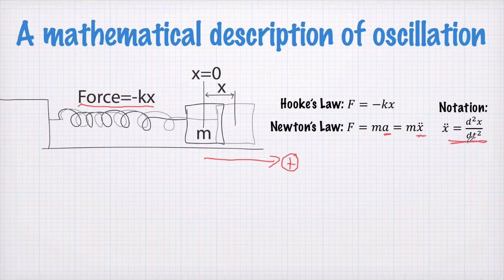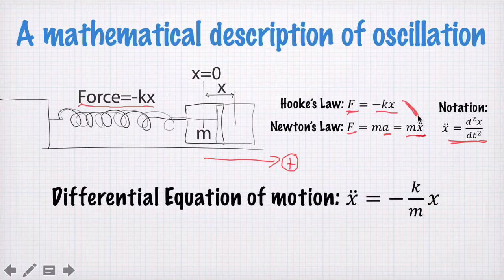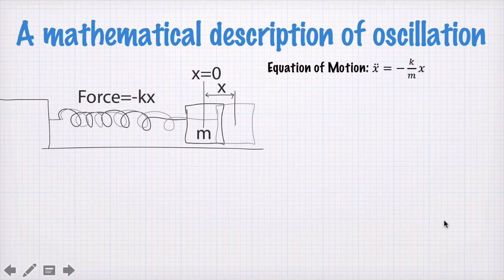So hidden in these two equations, Hooke's law and Newton's law, is a differential equation of motion. We see this because these two forces must be equal, which means that negative k times x must be equal to mass times x double dot. If we just put these two things equal to each other, then we find that x double dot must be equal to negative k on m times x, and this is a differential equation of motion that we wish to solve. So here's our equation of motion.